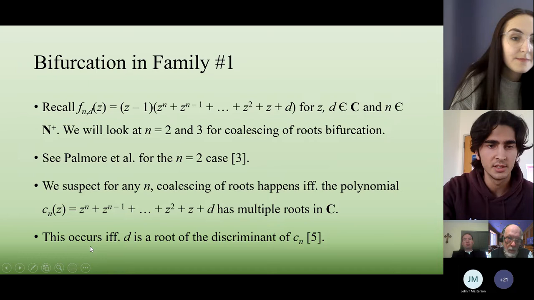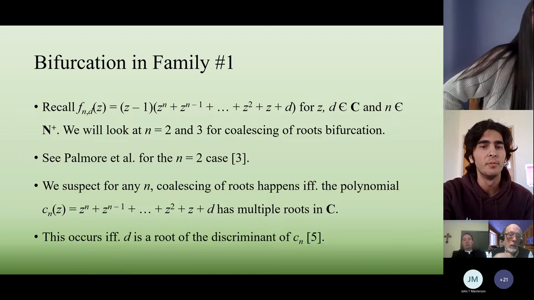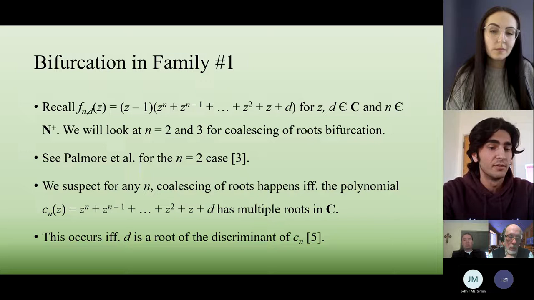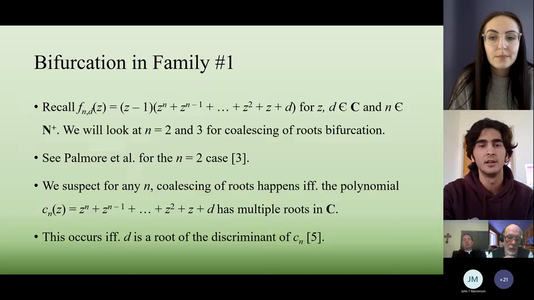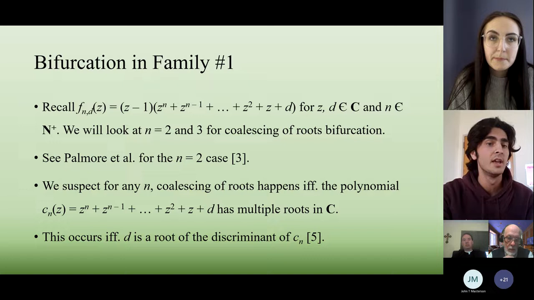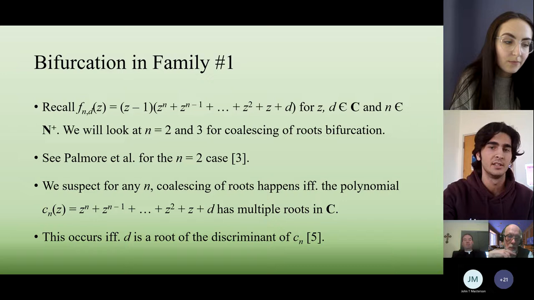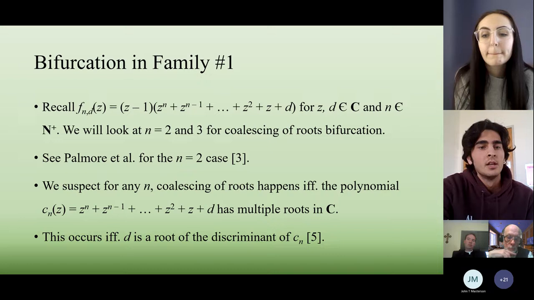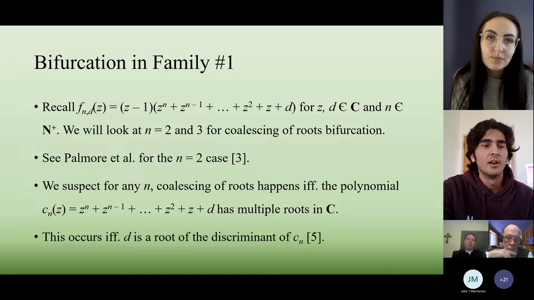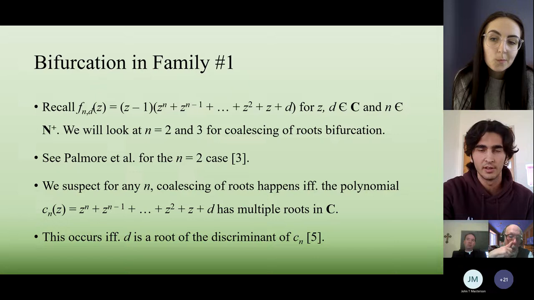Recall that our first family was something pretty reminiscent of the formula for z to the n plus one minus one, because we know that we could factor that as z minus one times z to the n plus z to the n minus one and so on up to z squared plus z plus one. It's just that now we're introducing this sort of phase shift parameter d acting as the constant term in the second factor, where d is just varying in the complex plane. And our powers of n aren't going to be complex numbers where we have to deal with complex exponentiation or anything like that. So we're just considering positive natural number powers.